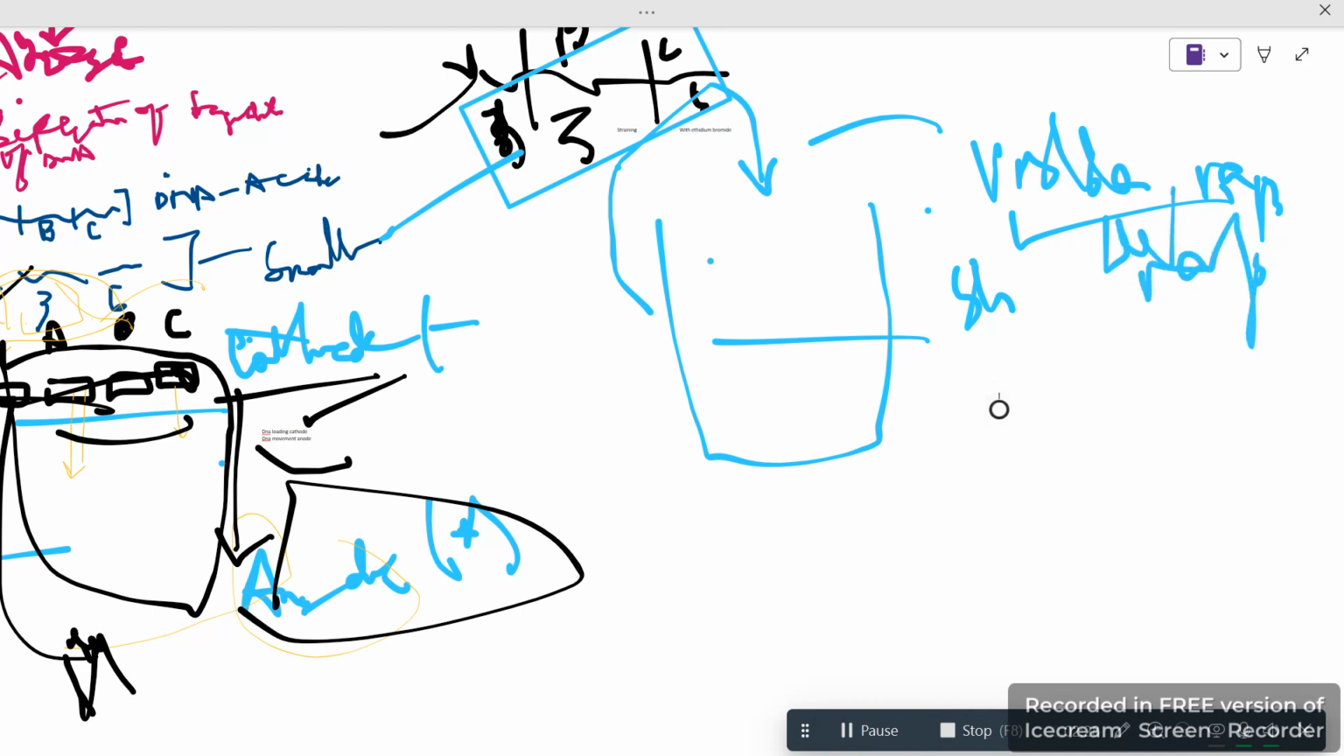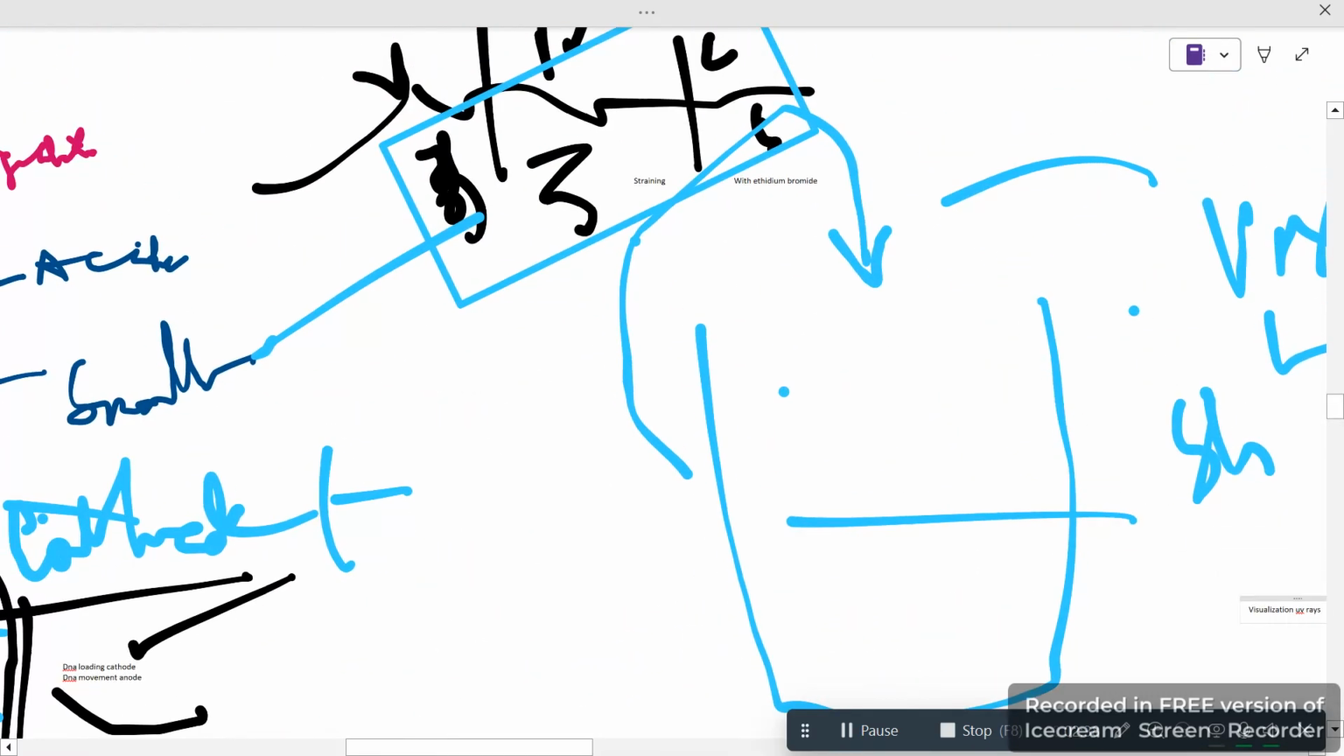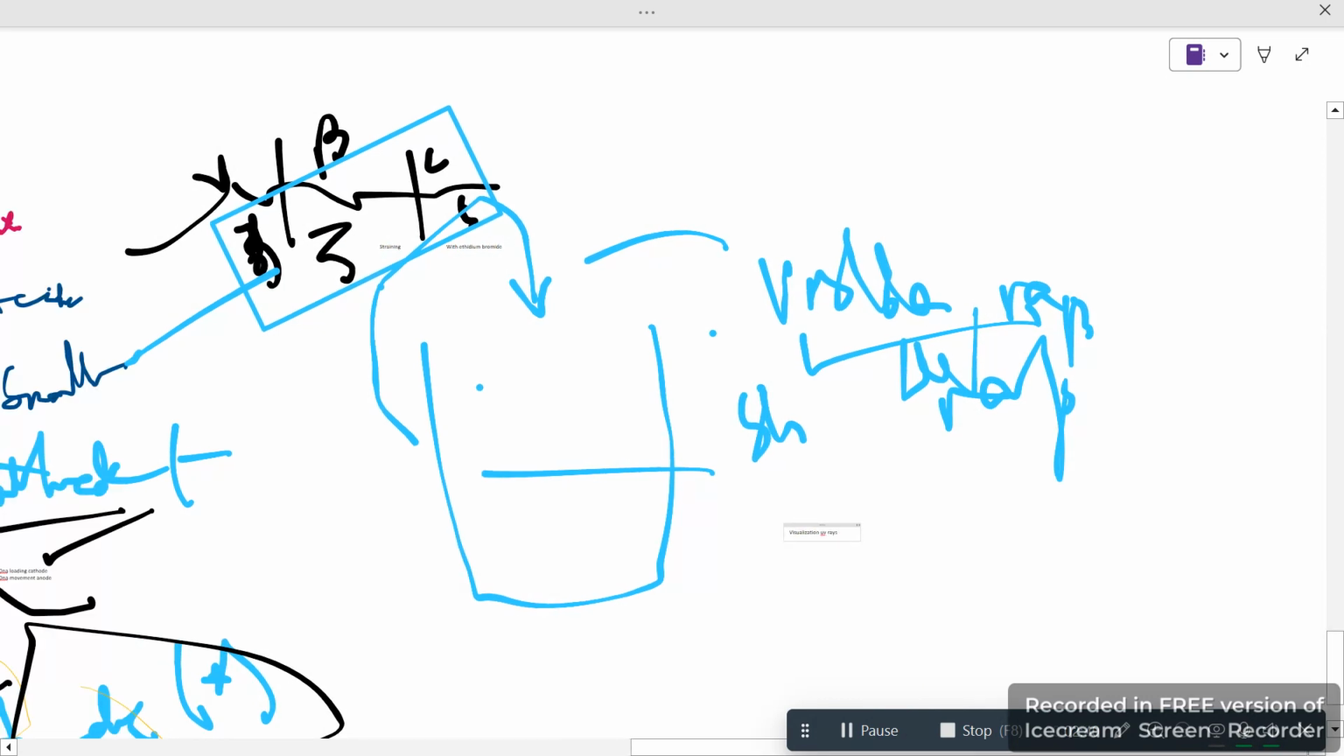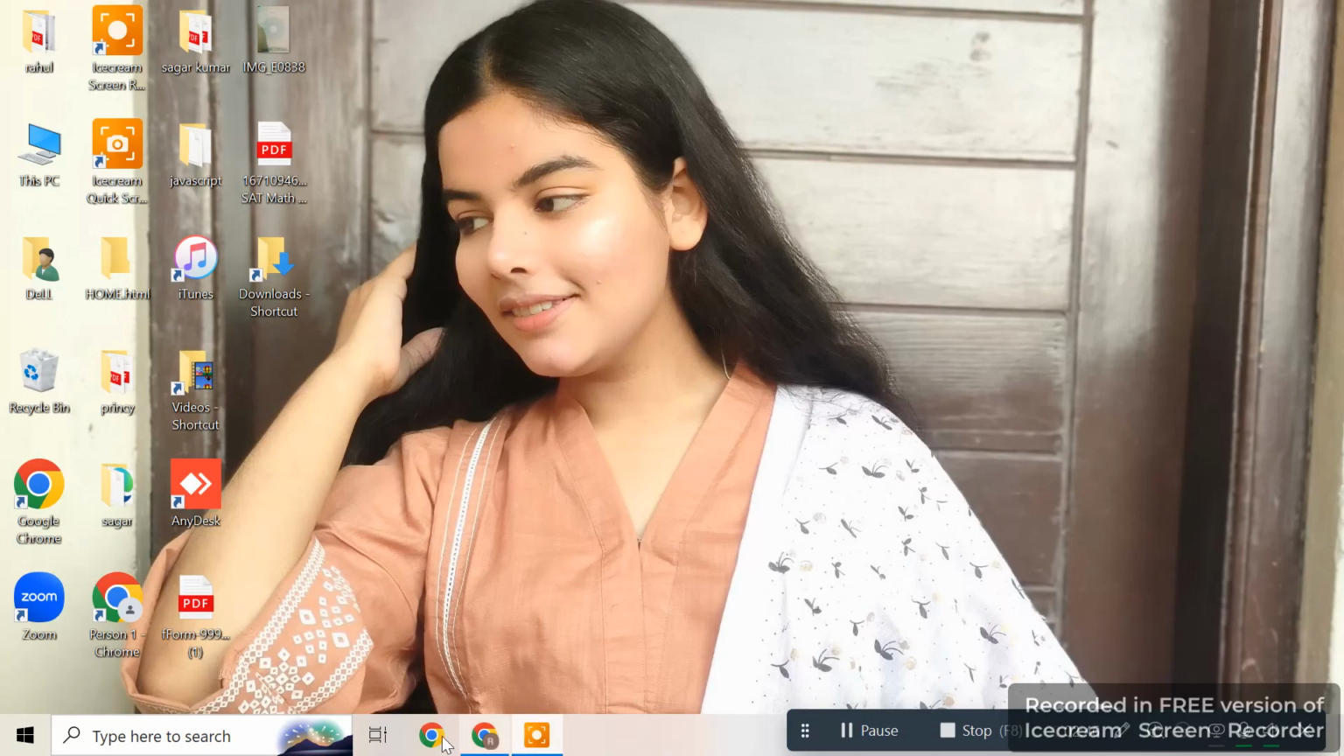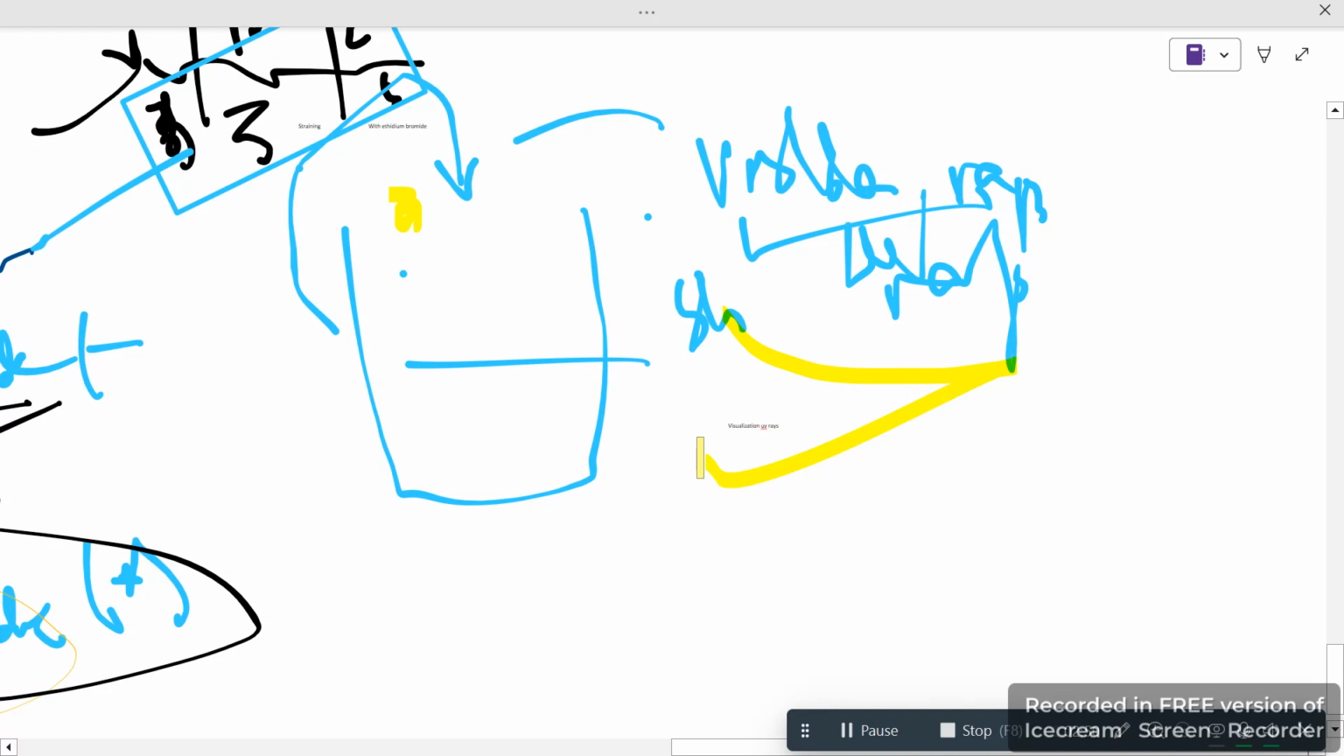So if I just write visualization would be through UV rays. Okay, visualization would be through UV rays, not visible rays. That was so common. So yes, then this means visualization through what? That would be through X-rays.